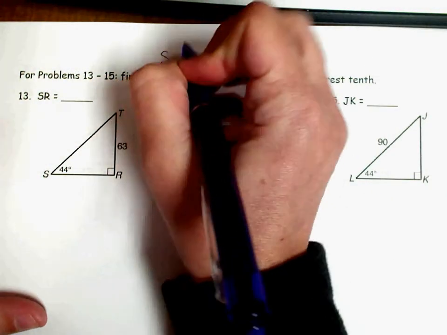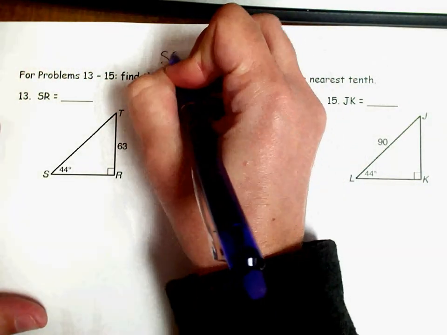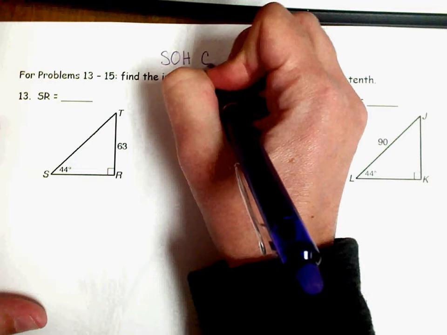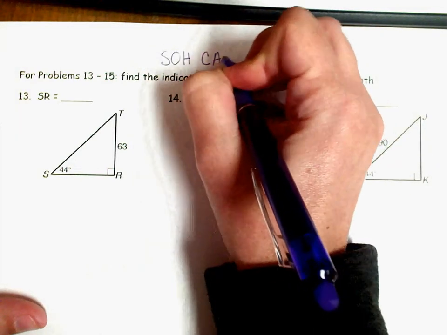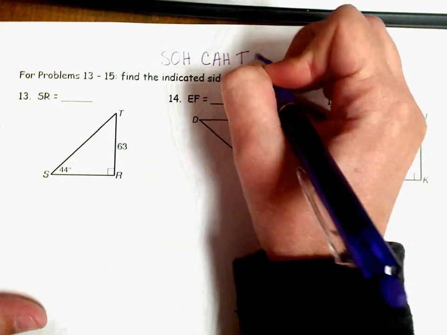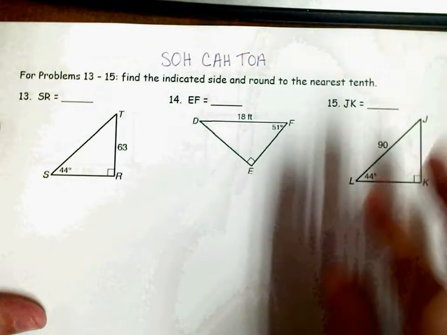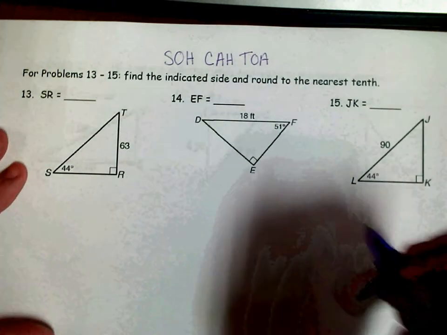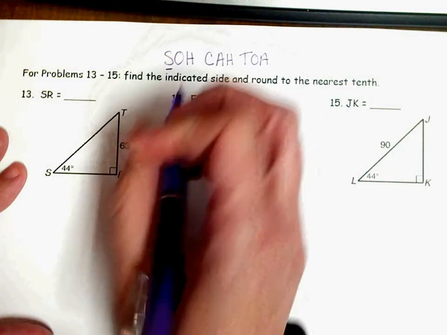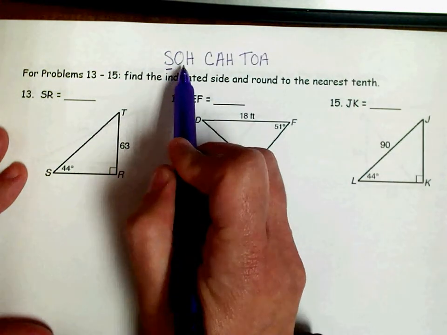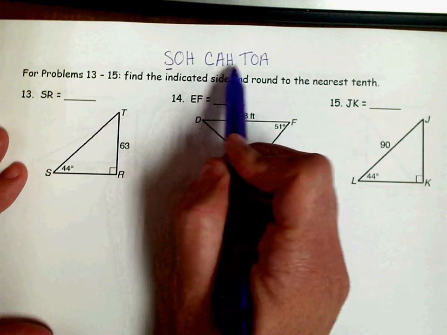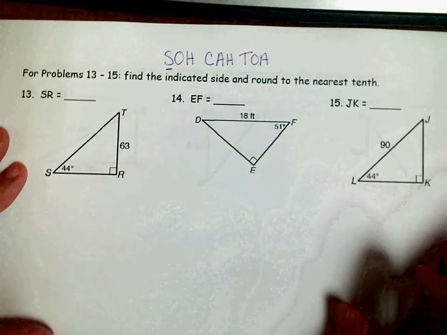we've got SOHCAHTOA. Sine is opposite over hypotenuse. Cosine is adjacent over hypotenuse. And tangent is opposite over adjacent. So remember SOHCAHTOA: sine is opposite over hypotenuse, cosine is adjacent over hypotenuse, tangent is opposite over adjacent.